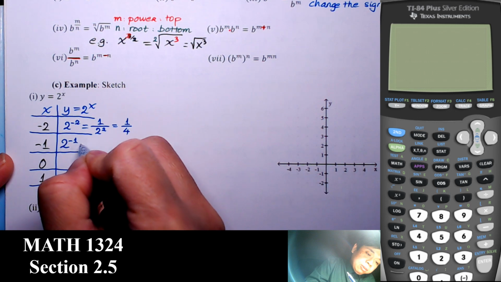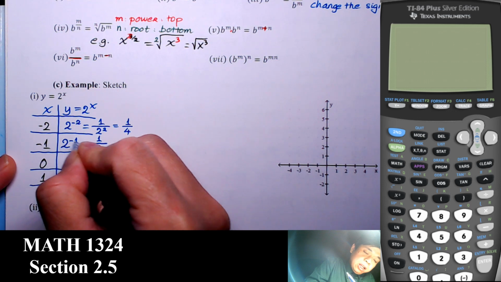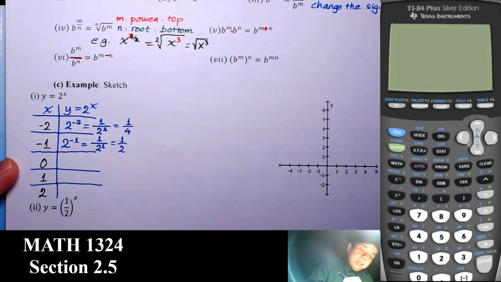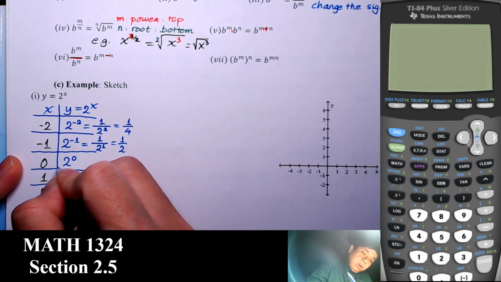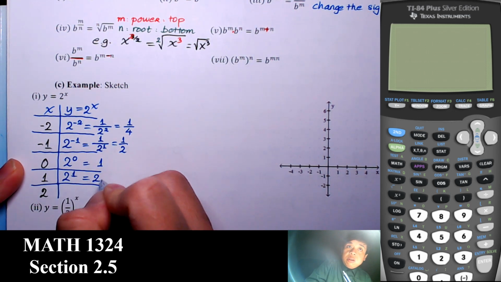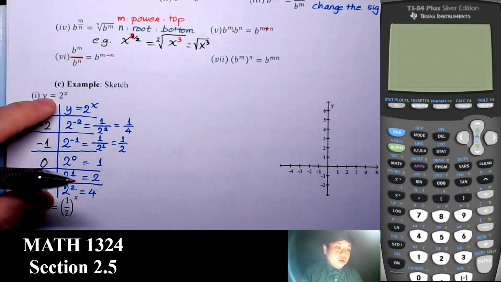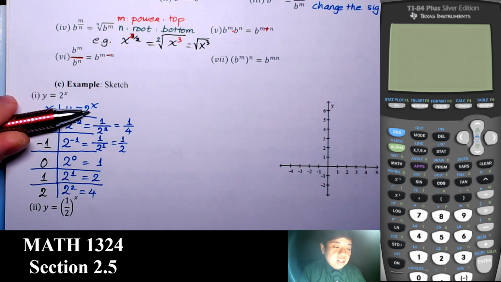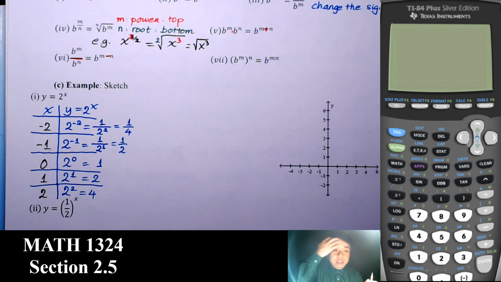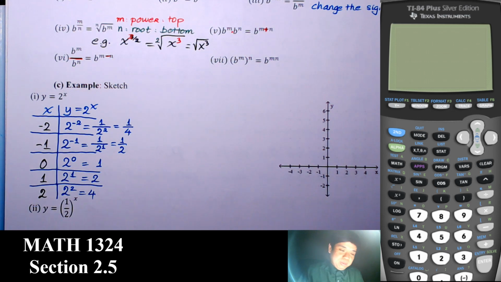2 to the -1. A negative exponent moves to the bottom. 2 to the first is 2, so 1/2. By definition, anything raised to the 0 power is 1. Anything raised to the first power is itself. 2 squared will be 4. One thing to note is that because of the way we define this, x doesn't matter what it is, negative or positive, it is always defined. So one thing we see later is that the domain of this is all real numbers. But that is for the next part of the section.